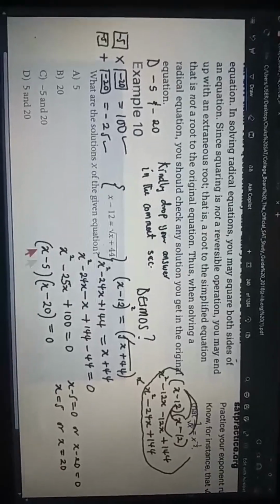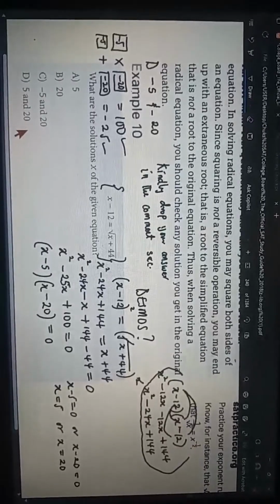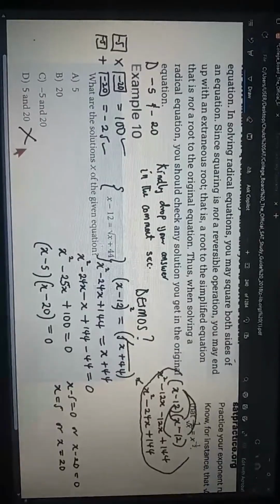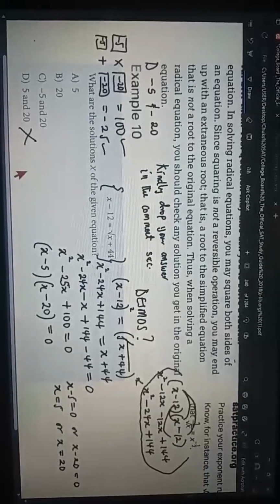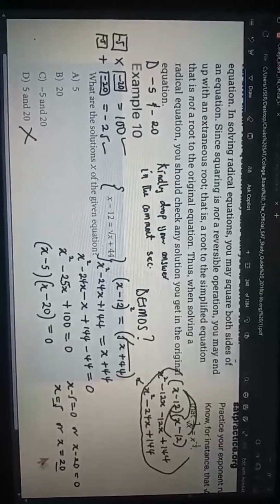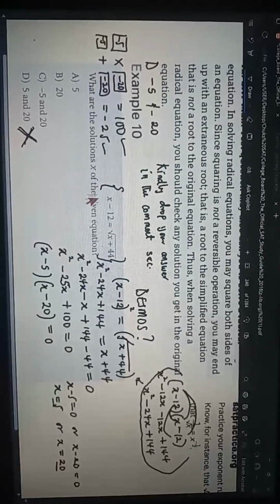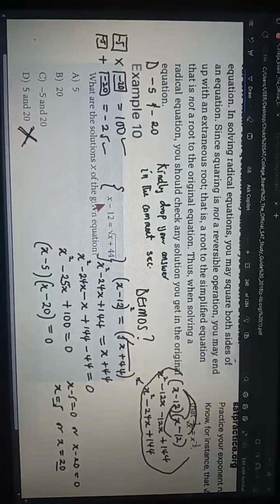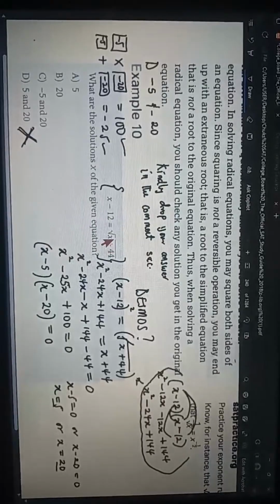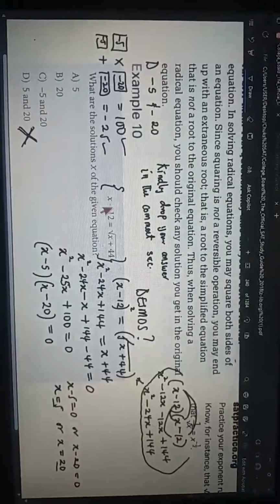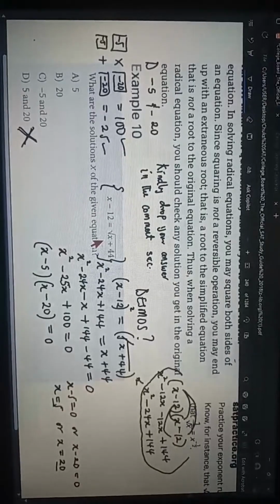Now, most people will want to pick D to be the answer, but D is wrong. Most students will choose D because they got 5 and 20, and D is a wrong answer. Why is D wrong? Whenever you solve a math problem and you have to square both sides, make sure you always test your answer once you get it, because squaring both sides is not reversible. You cannot back solve it.